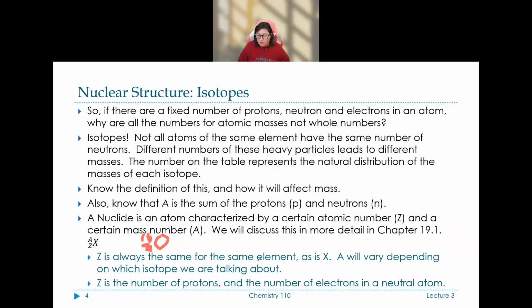So Z is the number of protons and the number of electrons in a neutral atom. A will change, nothing else will. And that A is going to depend on which nuclide we're talking about. Now I'm going to get rid of this.